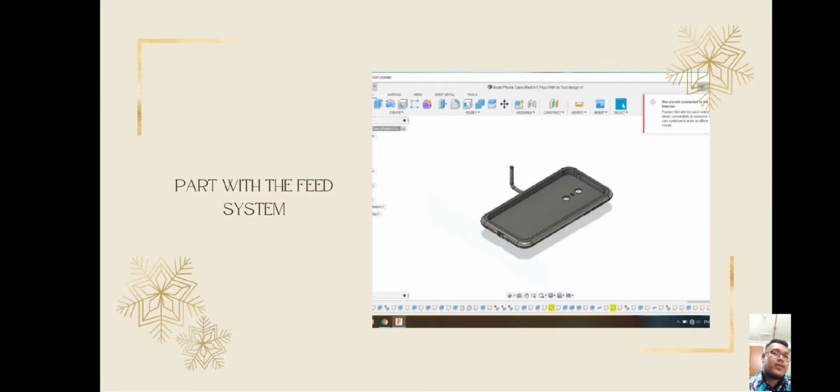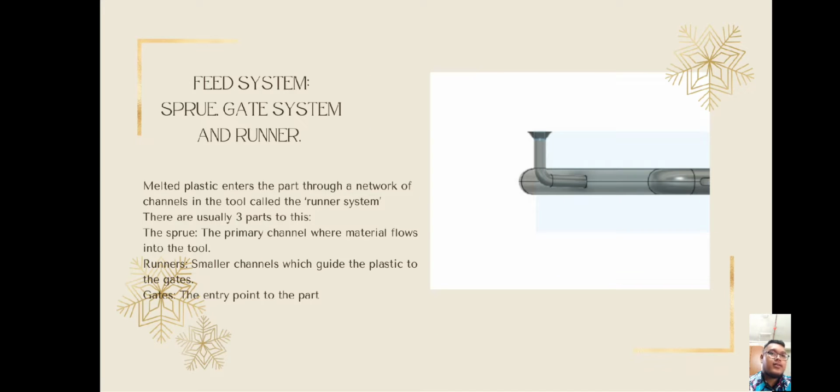So for the part with the feed system, this is the Redmi 5 Plus, and then I will talk about the feed system. The main things in the feed system are the sprue, gate system and runner. Melted plastic enters the part through a network of channels in the tool called the runner system. There are usually 3 parts to this.